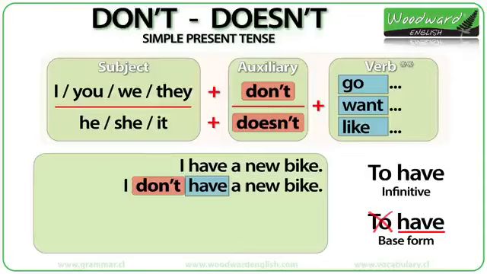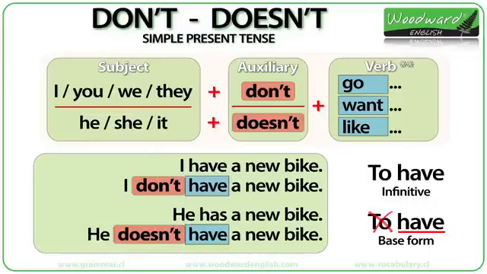But let's look at the third person sentence. For example, with he. He has a new bike. What is the negative form of this sentence? He doesn't have a new bike. We never say he doesn't has a bike. No, this is not correct. Why do we use have in the negative and not has?